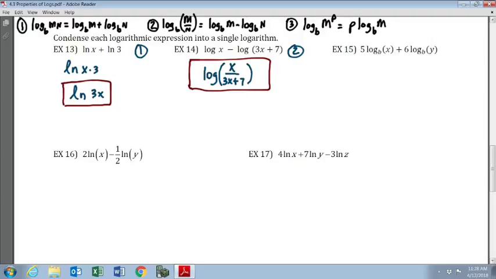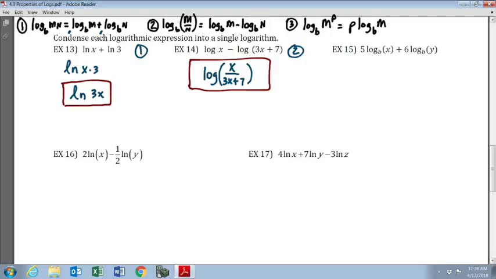Order does matter with these. Let's look at example 15. Now, you might be tempted to go ahead and use the product rule, but if you look at the product rule, particularly right here in the front, in both cases, the log has no number in front of it. And so in number 15, you have 5 times the log base b of x and 6 times the log base b of y. We can't use the product rule because we don't have 1s in front of the logs. They're not in the form that the product rule is in.